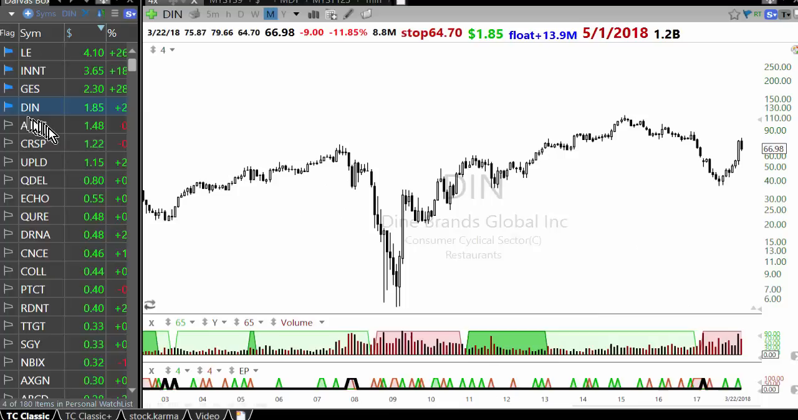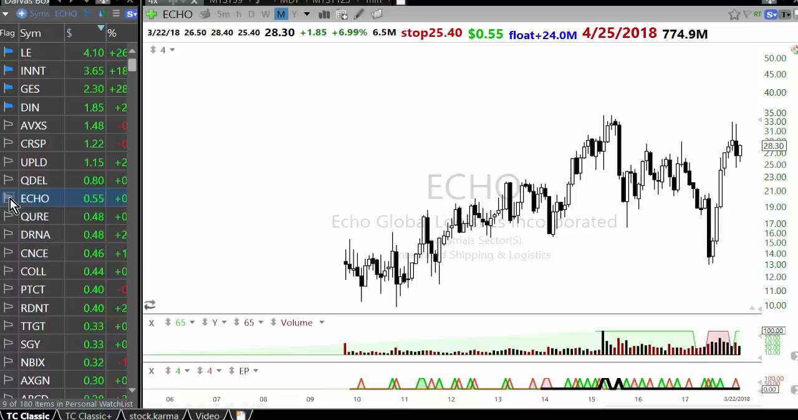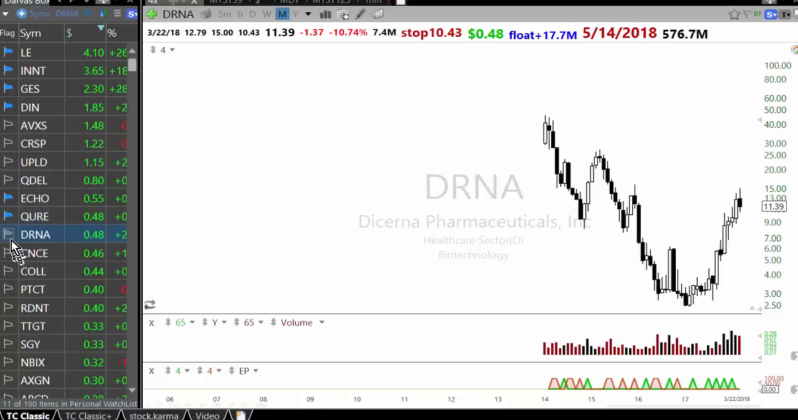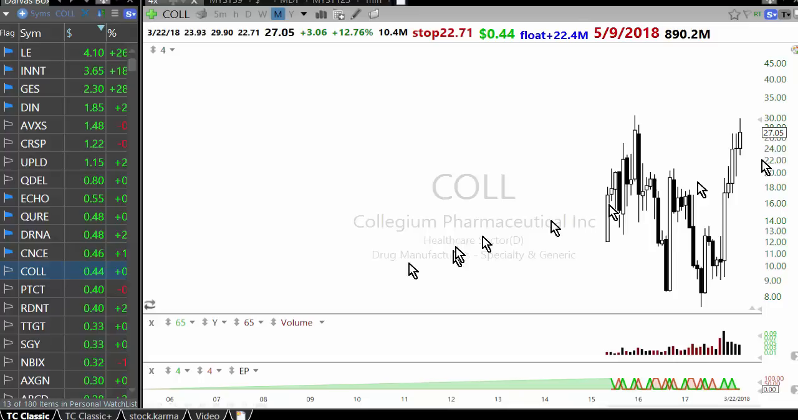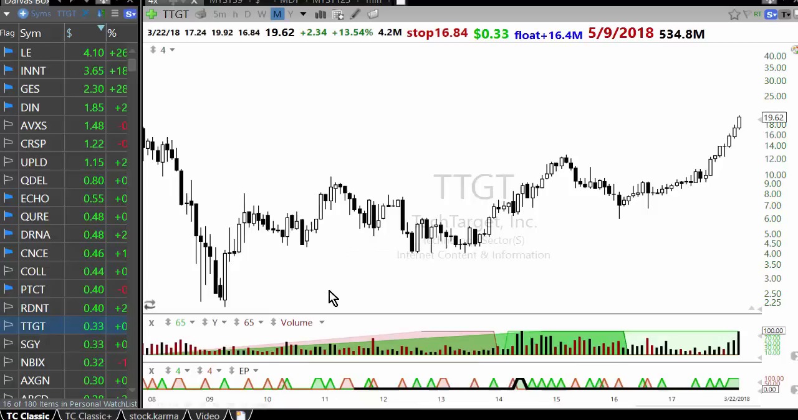CRISPR will remain. Upland will remain. Quidel will remain. Eco Global Logistics is not near all-time high, so it will go. Cure is not near all-time high, it's not at all-time high, so it will go. DCR not near all-time high. So this way, if you keep looking at it, you will be able to eliminate a lot of stocks. I would consider this almost at all-time high, so I'll keep that. But this is not near all-time high. Okay, this is near all-time high. TTGT is almost near all-time high.